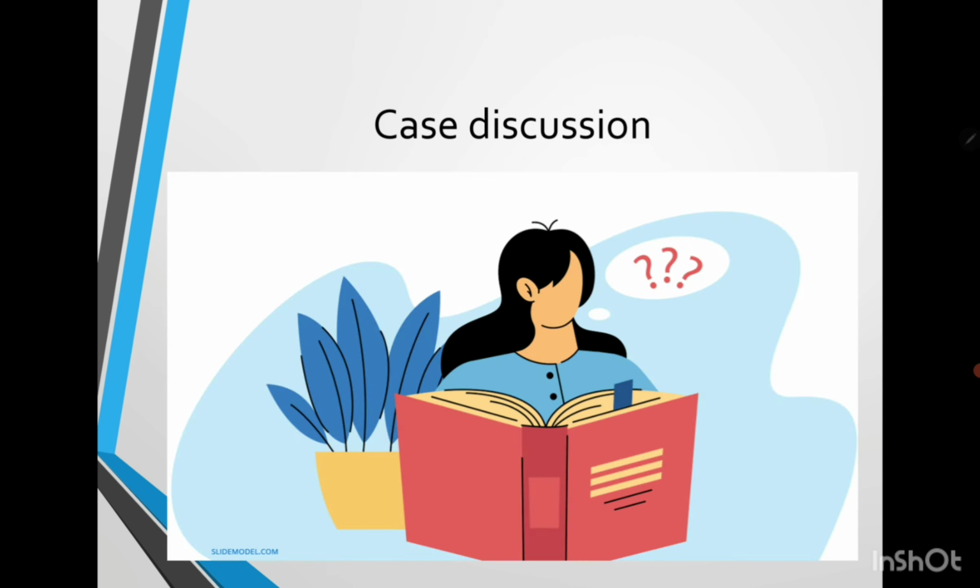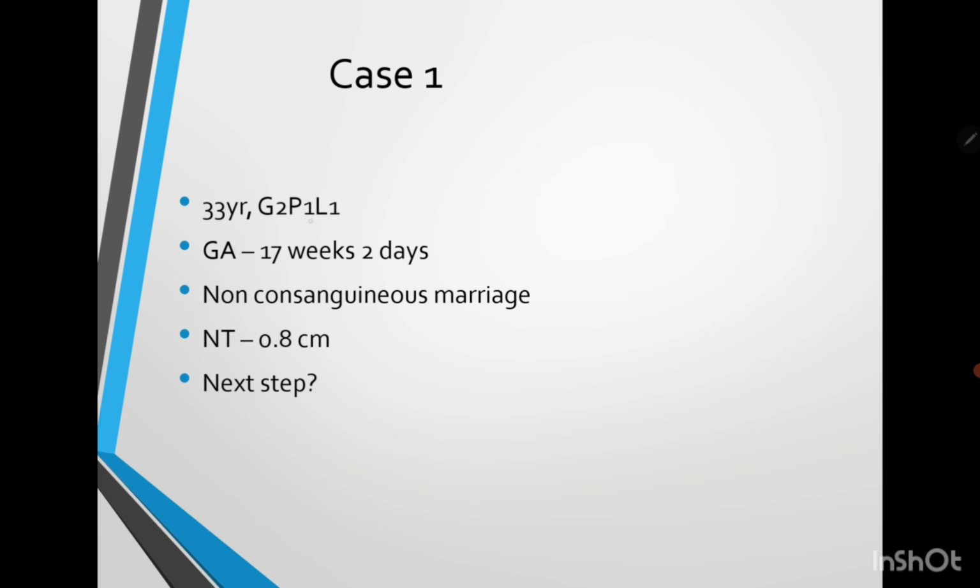So we'll discuss some cases. Case 1 is G2P1L1, 33 years, 17 weeks 2 days, non-consanguineous marriage, NT scan is 0.8 centimeters.